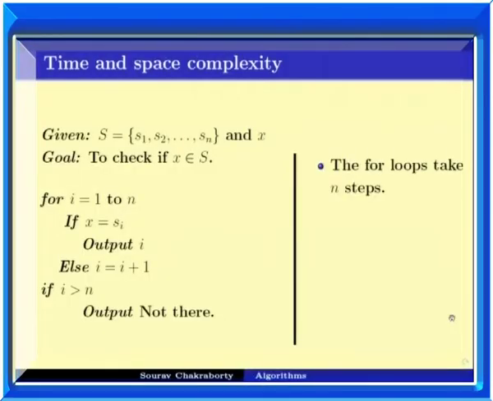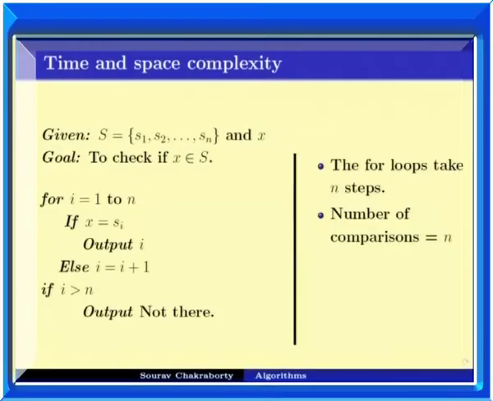The time and space complexity is again not that hard to check. The for loop of course goes for n rounds, so it takes n steps. In this case we count the number of comparisons rather than the number of steps. The comparison is done only at one place. This other step is not a comparison, because it is just an indexing in some sense. Thus, the number of comparisons will be n.